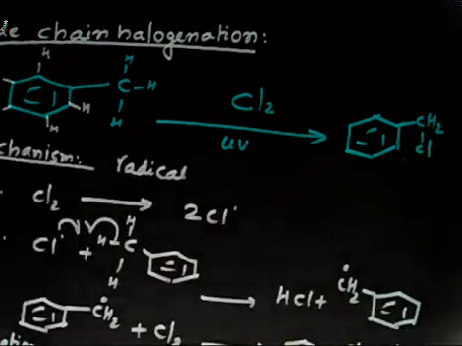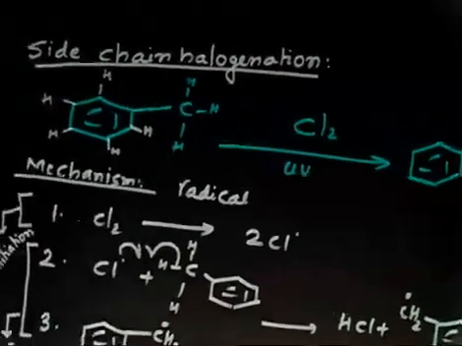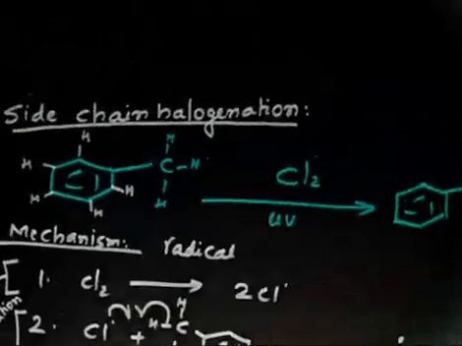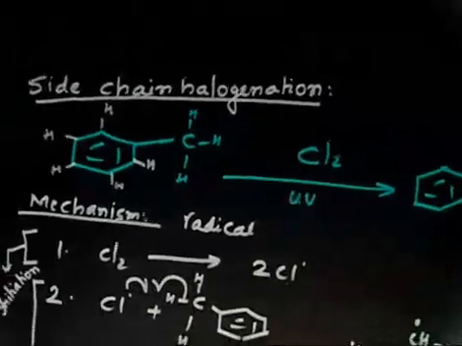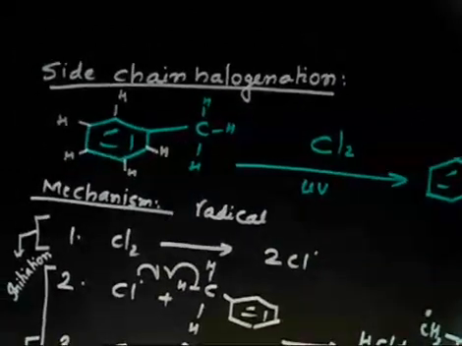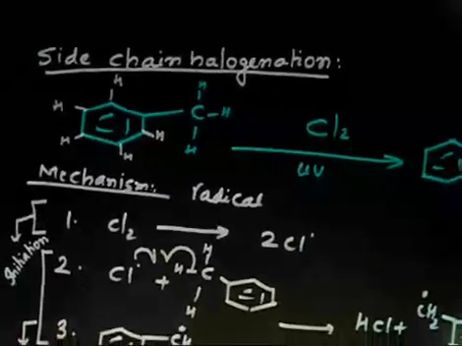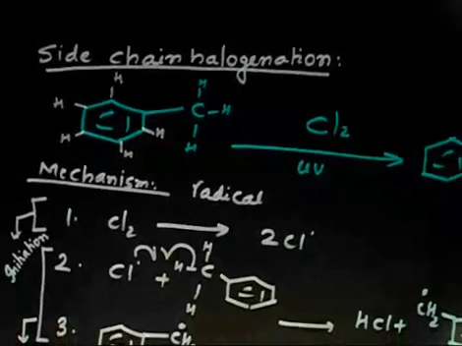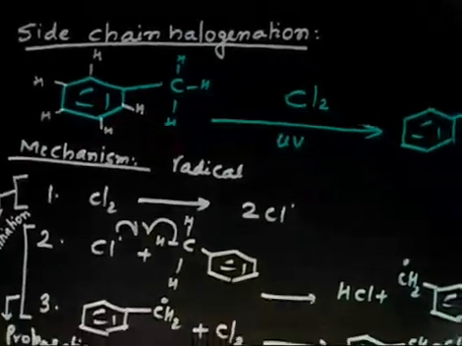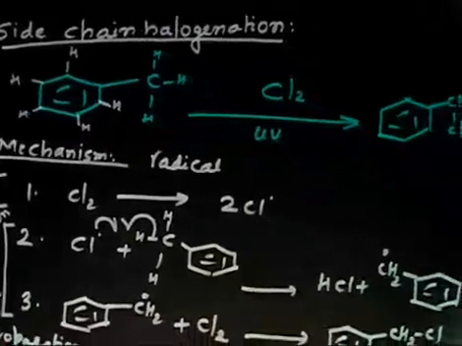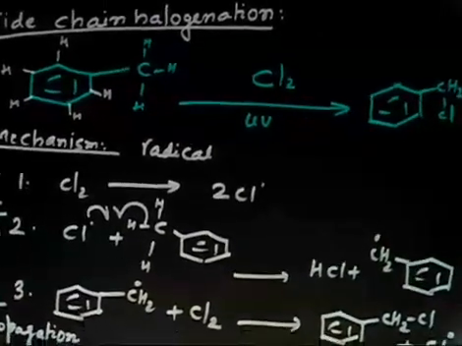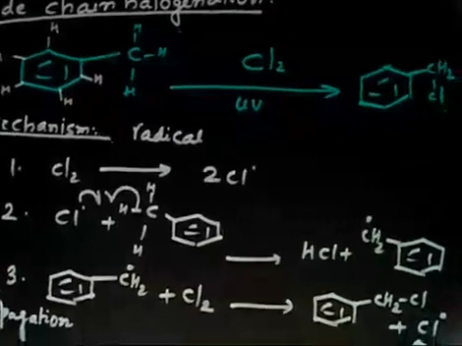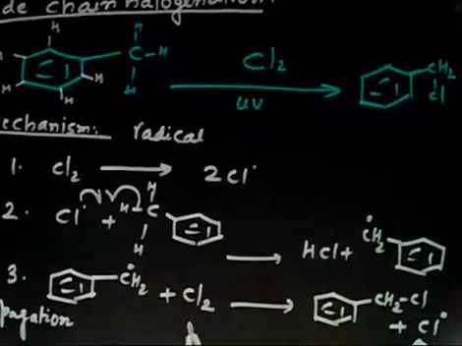Okay, let us see the solution. In the first step, I can generate a radical. Cl2 will dissociate and form Cl dot. That is the chain initiation step. Now this Cl dot will abstract a hydrogen from PhCH3 and form HCl and CH2 dot. Are you getting? Now the third step, this will abstract a chlorine from Cl2 and then form CH2Cl.